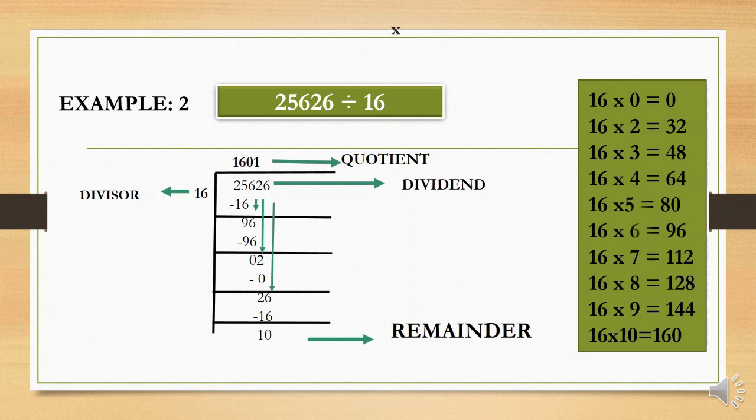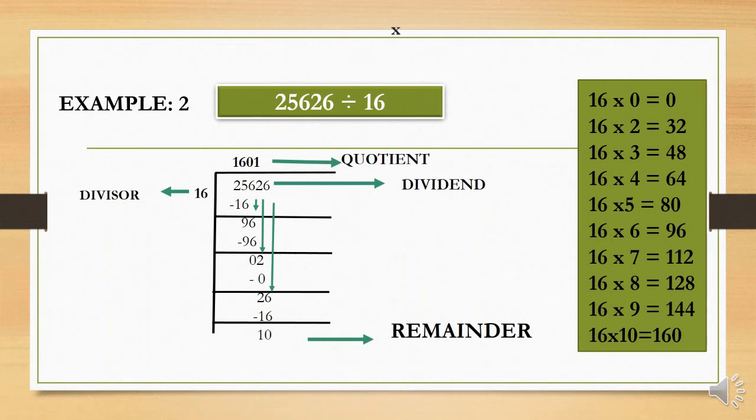Now let us solve division of a 5-digit number by a 2-digit number. Divide 25,626 by 16. Compare the leftmost digit, that is 10,000 in the dividend, with the divisor. 2 is smaller than 16. So now compare the 1000 in the dividend with the divisor. Yes, 25 is greater than 16. We can proceed to the next step.